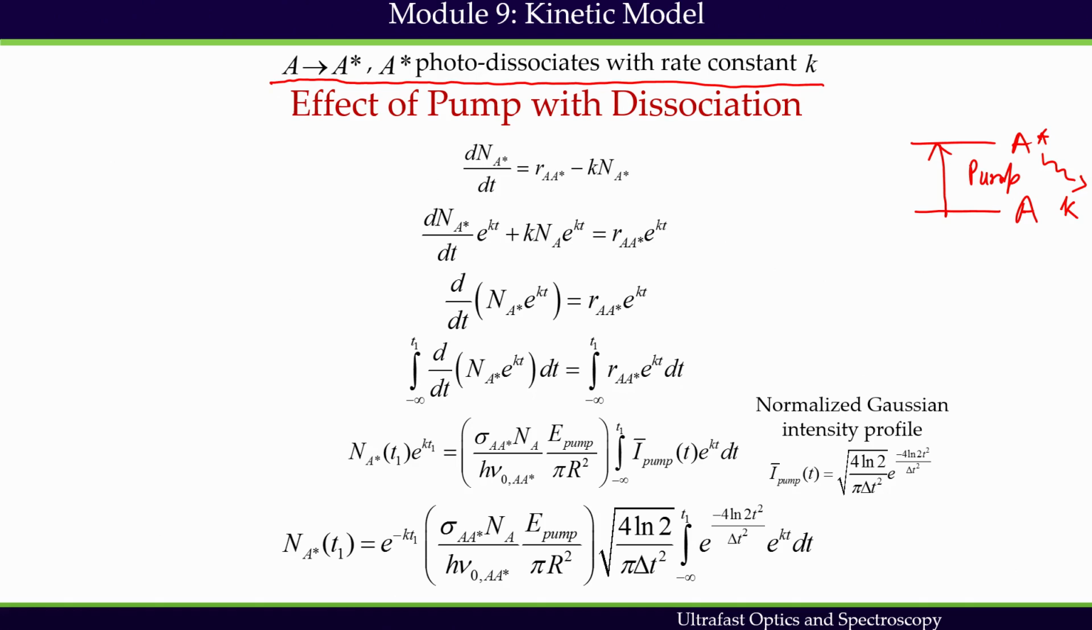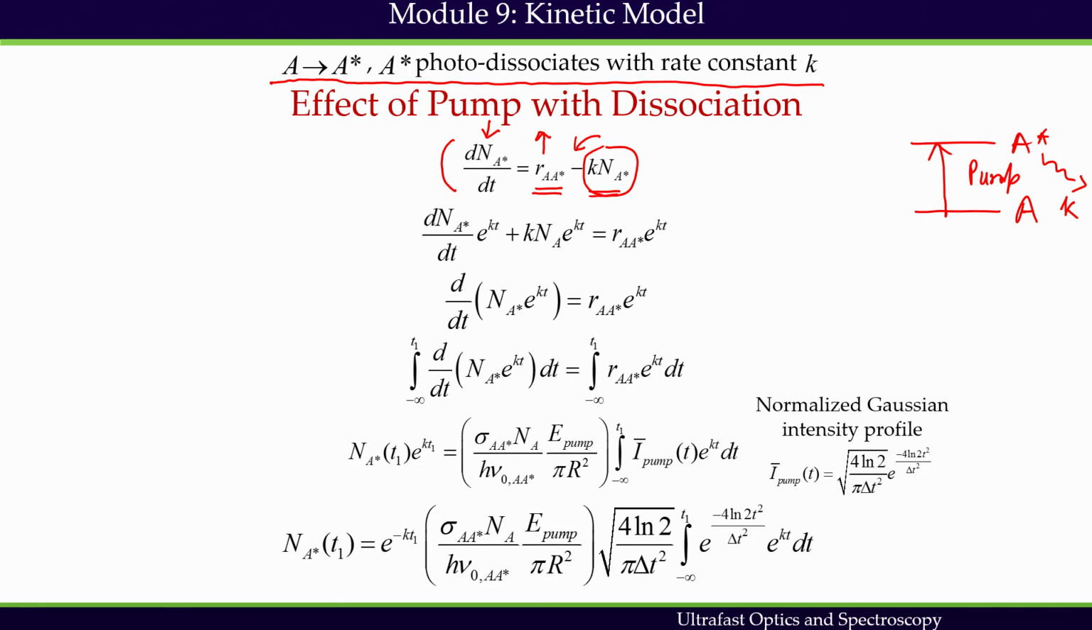For this process we will be able to write down the rate equation. The rate equation is dN A star by dt equals R A A star minus k N A star. This negative sign comes because this process will decrease the population of N A star. On the other hand, R A A star, this rate of excitation, will increase the population of N A star.